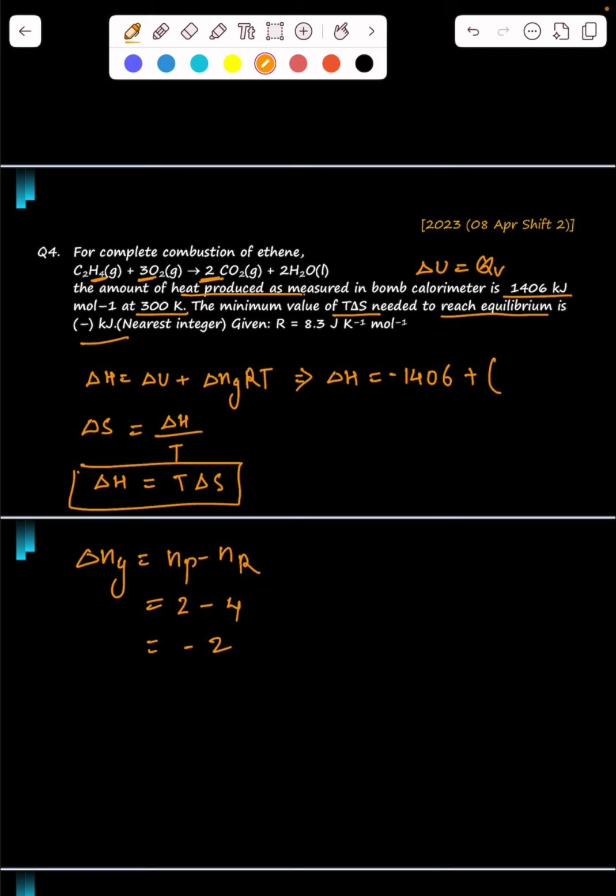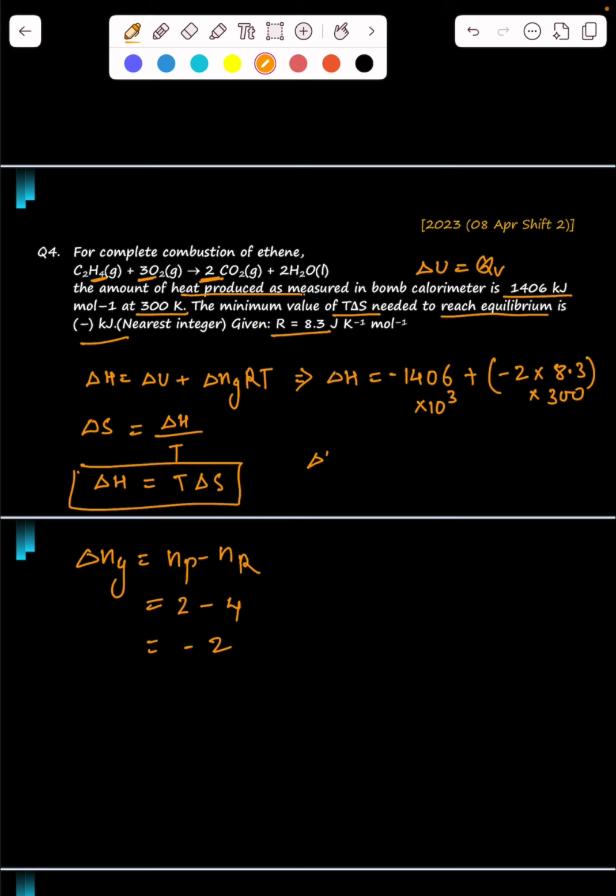Let's put it here. R कितना दे रखा है? 8.3. यूनिट चेक कर लेना भाई. 1406 किलो दिया है, so let's convert into the 10 to power 3. So unit will be same, joule, and temperature would be 300.